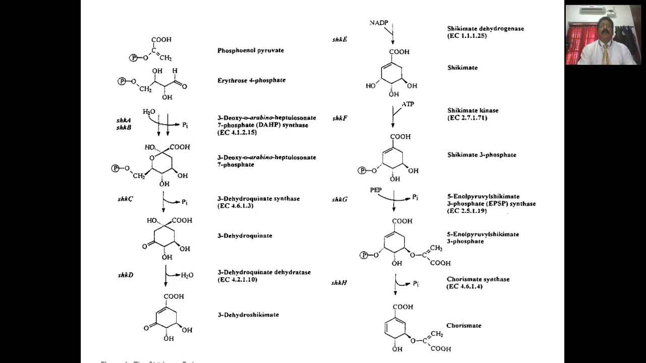Starting from phosphoenolpyruvate, erythrose 4-phosphate is added. It is converted into the seven-membered compound heptulonate, and you have to remember the enzyme responsible. Then a synthase will give you dehydroquinate synthase. It will give dehydroquinate, and then with a dehydratase you get 3-dehydroshikimate, and then a shikimate dehydrogenase will give shikimic acid. Shikimate is phosphorylated by a kinase, and then this is added with phosphoenolpyruvate, and you get 5-enolpyruvyl shikimate, which is converted into chorismate by chorismate synthase. There you have two double bonds in chorismate.